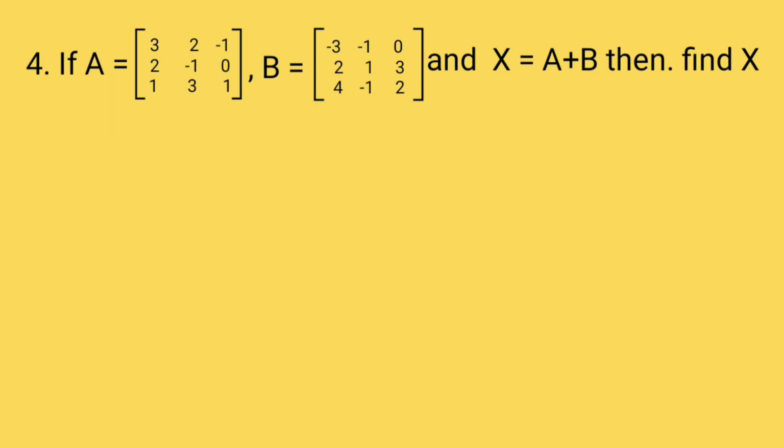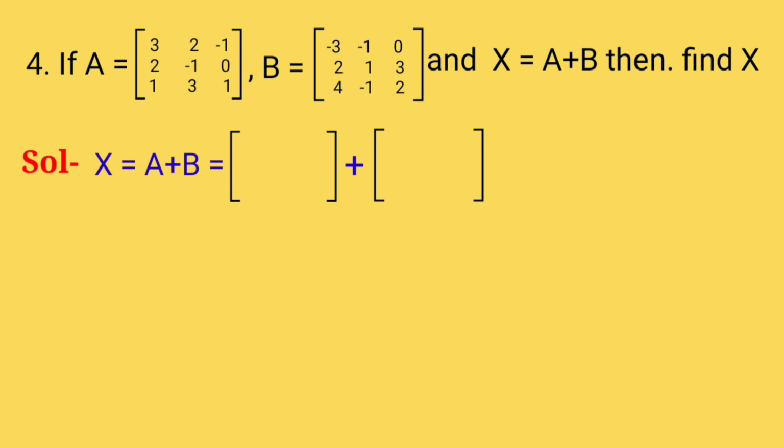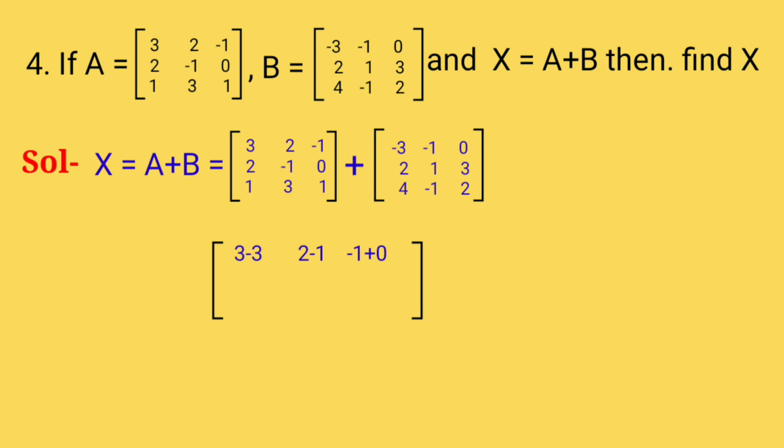Okay, we have to find the X. So here the given condition is A plus B is equal to X. So X is equal to A plus B. We have to add these two square matrices, so we get X. A matrix is [3 2 -1; 2 -1 0; 1 3 1] plus B matrix [-3 -1 0; 2 1 3; 4 -1 2]. Add these two matrices, we get 3 minus 3, 2 minus 1, minus 1 plus 0, 2 plus 2, minus 1 plus 1, 0 plus 3, 1 plus 4, 3 minus 1, 1 plus 2.